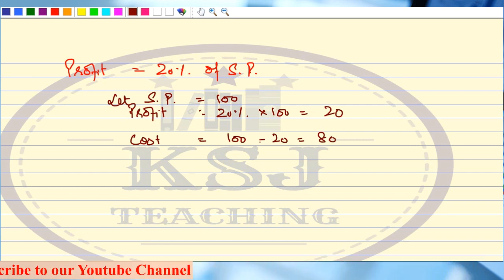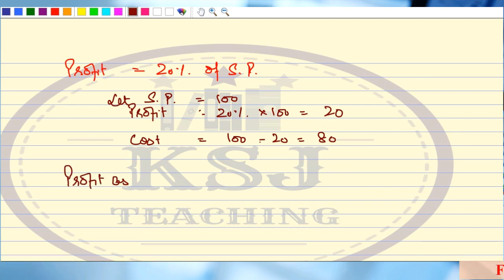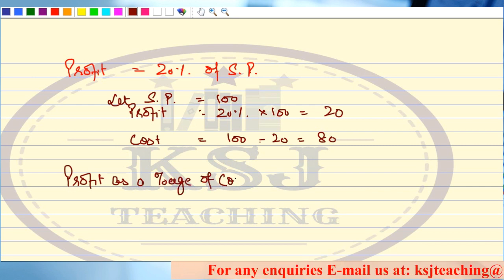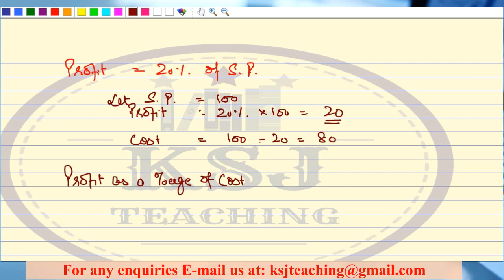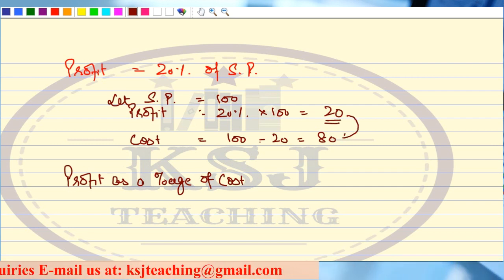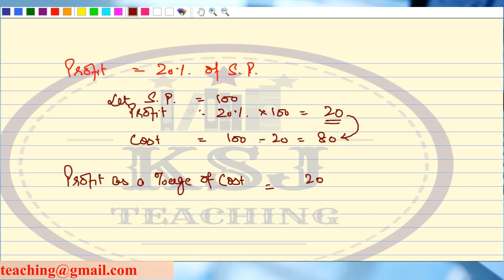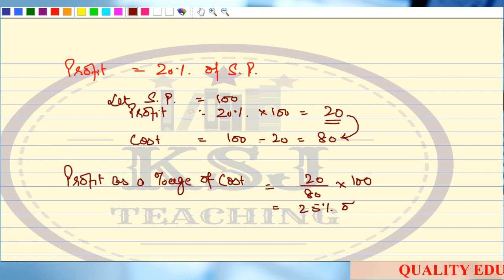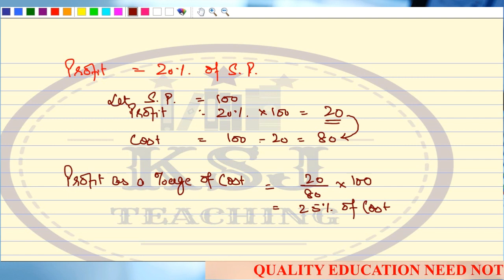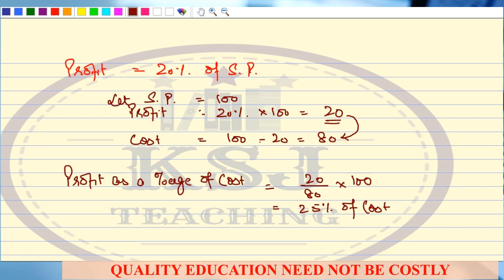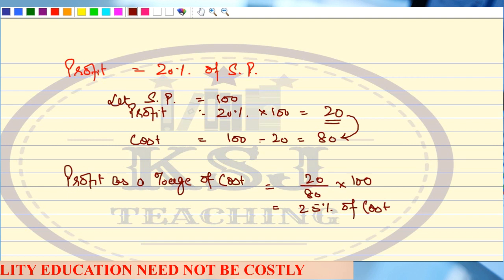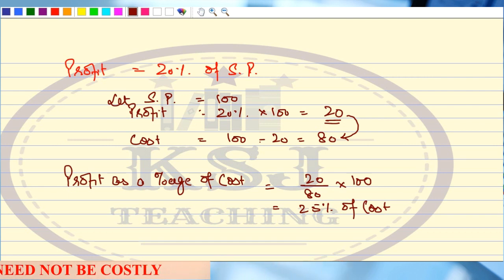Now, what I want to find out is the profit as a percentage of cost. I have earned 20 rupees. What is this 20 rupees as a percentage of this cost? That is 20 divided by 80 multiplied by 100, right? So this comes to 25% of cost. So that means if the question says that profit is 20% of selling price, it is equivalent to 25% of cost.